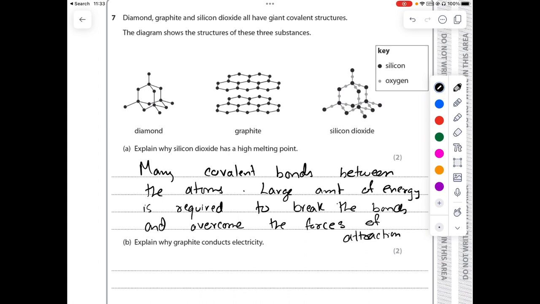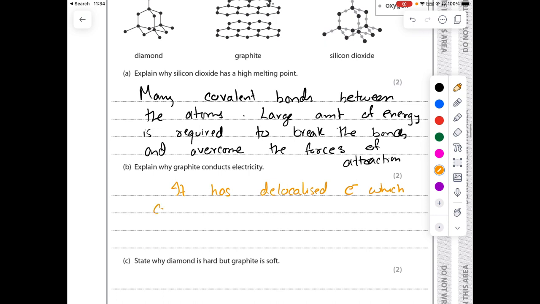Explain why graphite conducts electricity. Why graphite conducts electricity? Because it has delocalized electrons which conduct electricity.